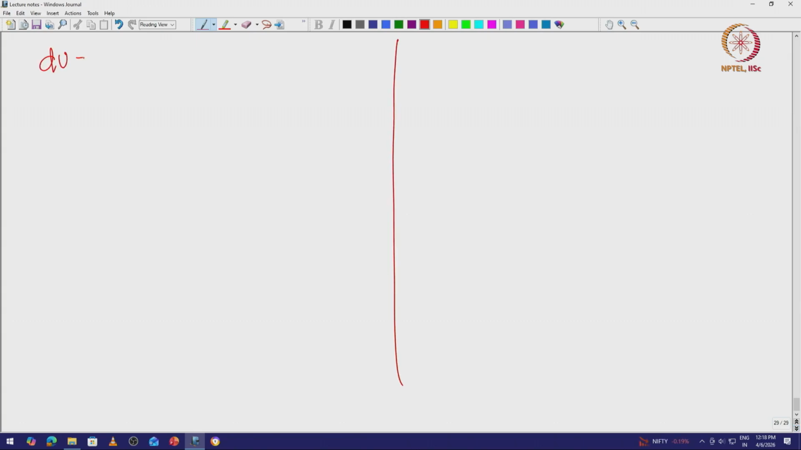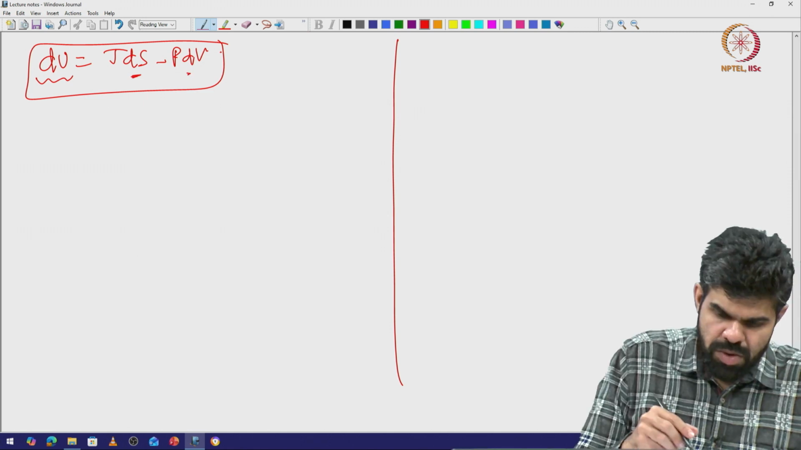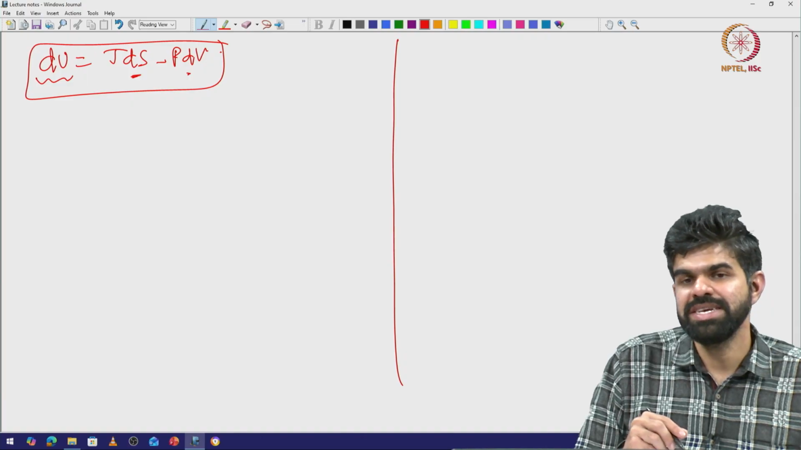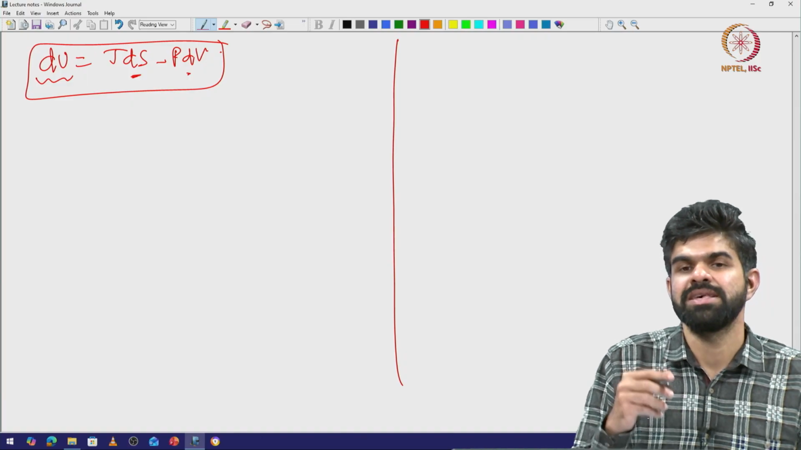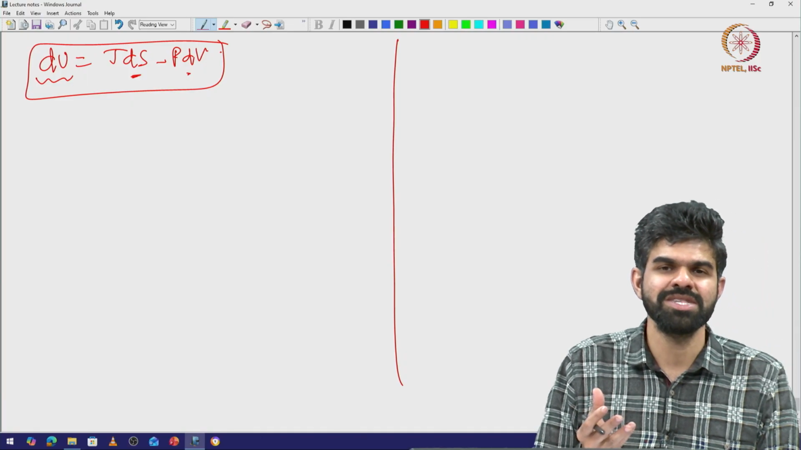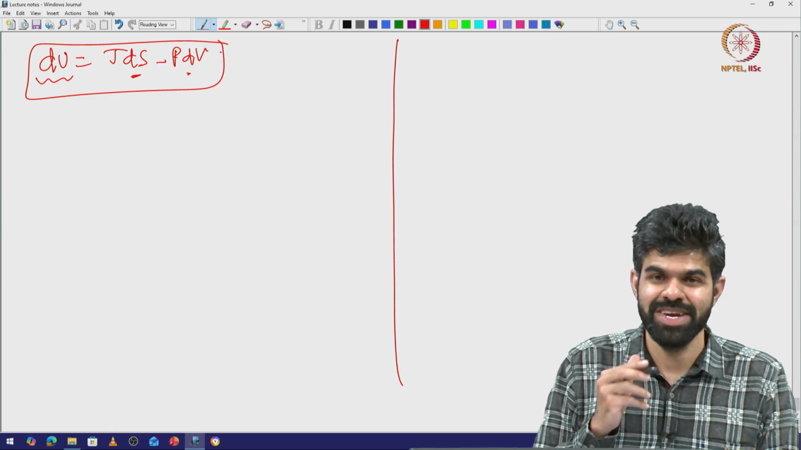The first thing I am going to look at, the first potential that I have, is the potential called internal energy, and internal energy changes as a function of state variables as TdS minus PdV. Okay. All right. Now, I said that using statistical mechanics, temperature is not a very fundamental quantity.